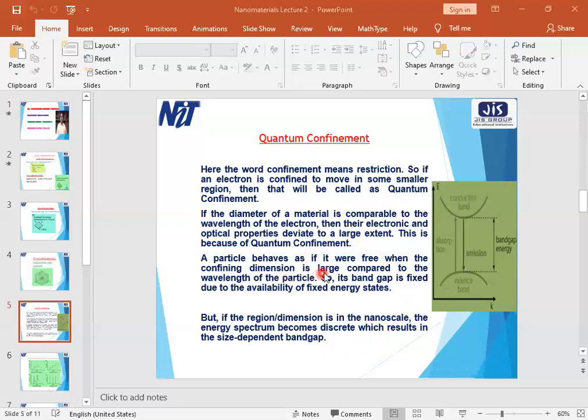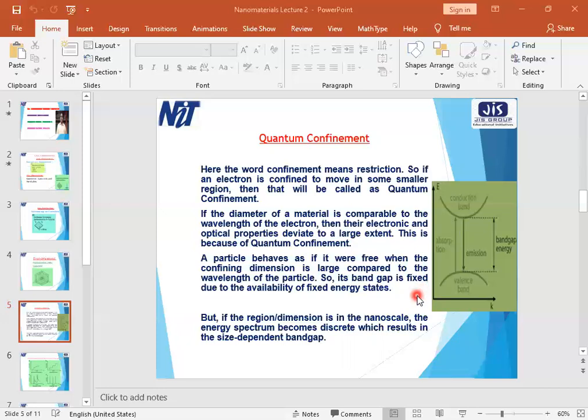A particle behaves as if it were free when the confining dimension is large. Suppose the dimension where the electron is confined is in the micro range, or in the bulk range, greater than the milli range. That means if the dimension along the x direction, y direction or z direction is in the milli range, then the particle will find sufficient space to move from here to there. So its restriction will be very, very less. There will not be very high restrictions on it, and so it will behave like a free particle. At that time, the diameter of the particle will not be comparable to the wavelength of the electron. So at that time, the band gap will be fixed because of the fixed energy states.